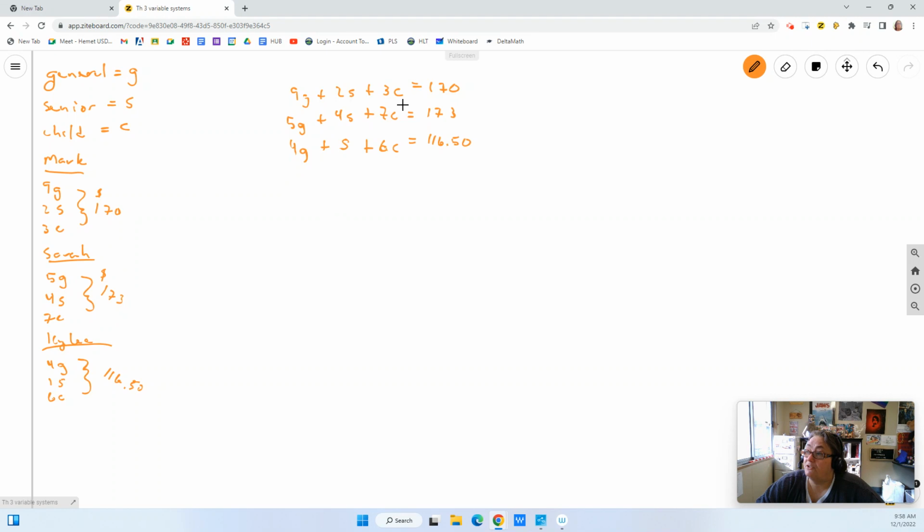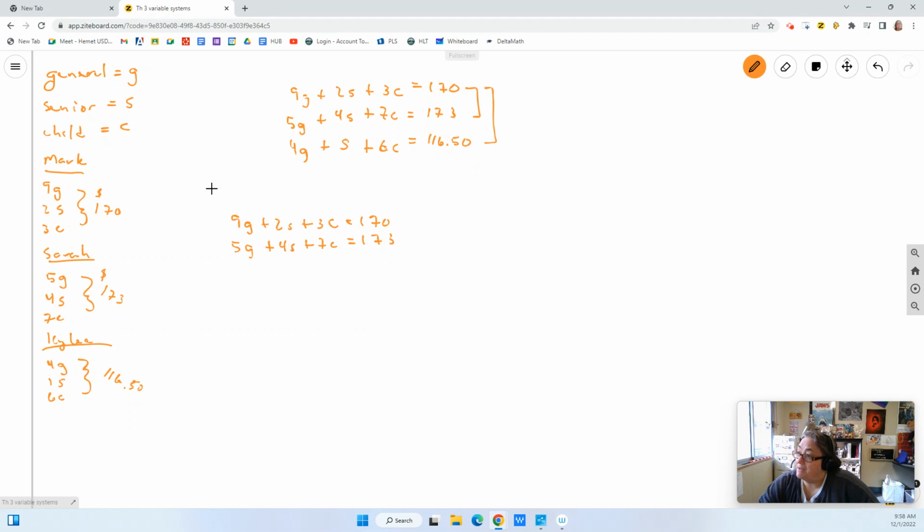And so all we have to do is follow that same process of elimination, right? We're going to take 2 of the problems and eliminate 1 of the variables. So I'm going to take these 2 problems and eliminate a variable, and then take these 2 problems and eliminate that same variable. So my first one that I'm eliminating from, I'll do 9G plus 2S plus 3C equals 170, and 5G plus 4S plus 7C equals 173.